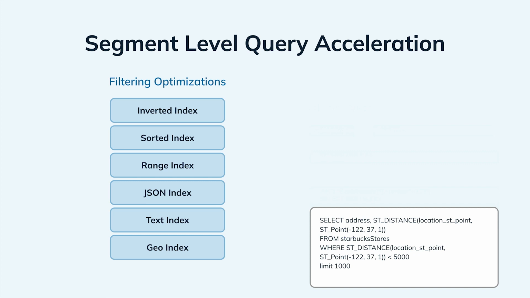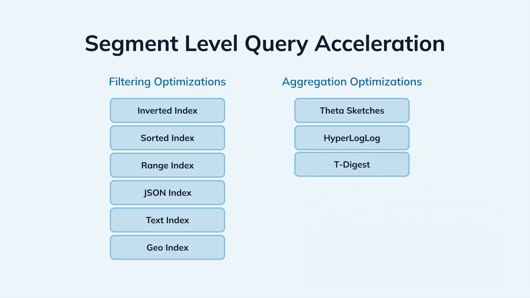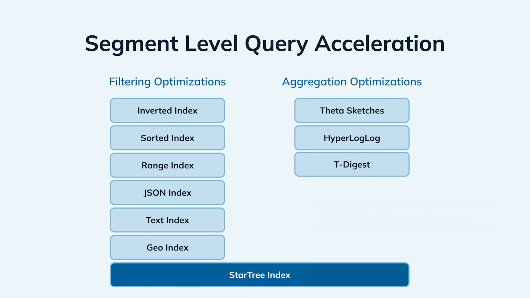So whenever you're doing a where clause, these indexes will help in minimizing the number of records you need to scan for processing the query. The other thing available in Pinot are things to accelerate the aggregation functions themselves. Right? So if you're trying to do approximate functions, there's theta sketches, HLL, and tdigest, which are available today for fast aggregation. And then last but not least is our favorite, the StarTree index, which does both things. It can help in the filtering part as well as the aggregation part.